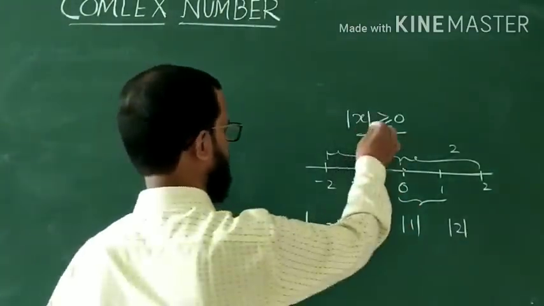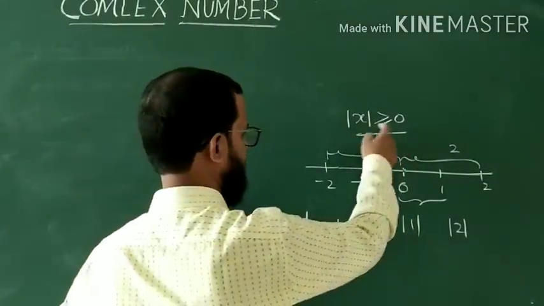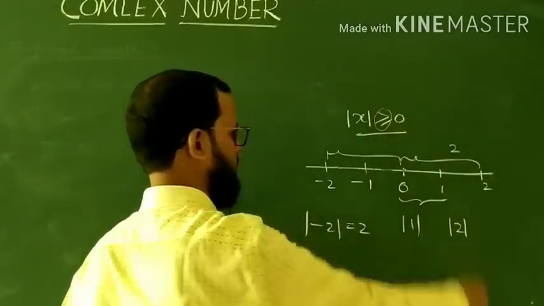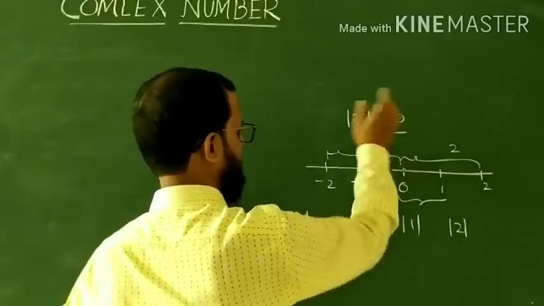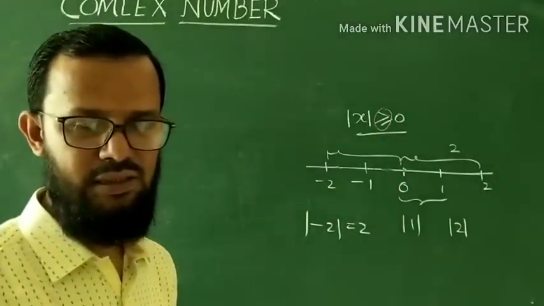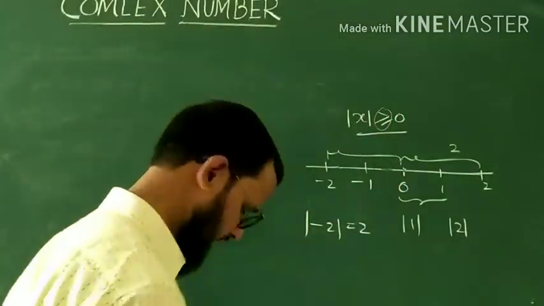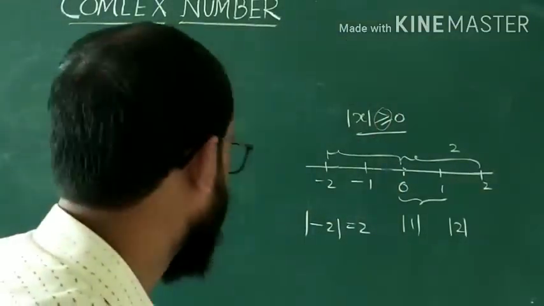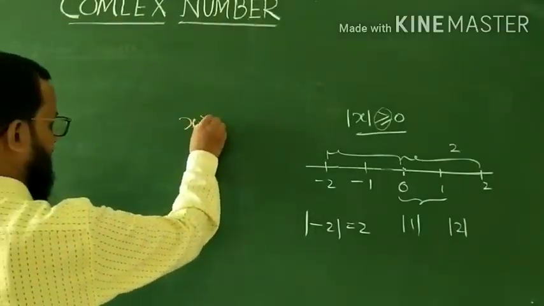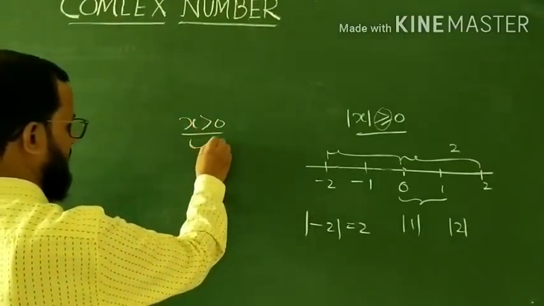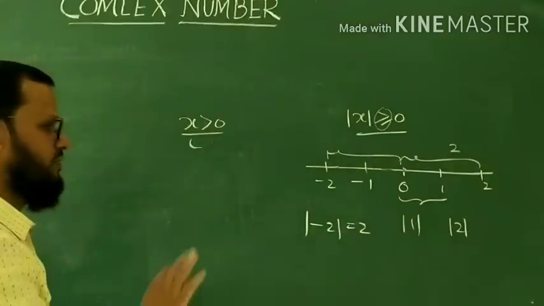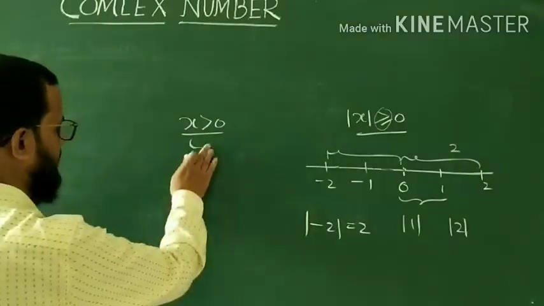That's why modulus of x is greater than or equal to 0. Whenever this symbol is there, you say this particular quantity is non-negative, it is not negative. Suppose that you get x is greater than 0, then you can say x is a positive number, whether real or integer, whatever it may be.